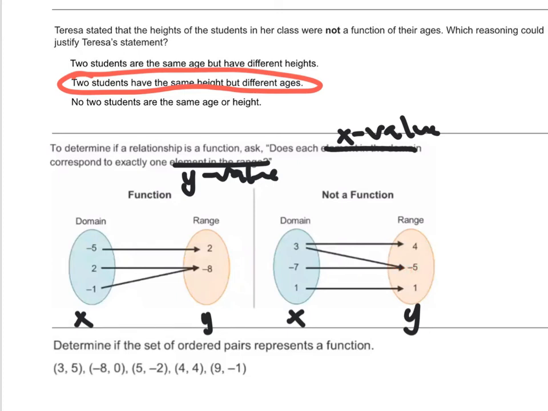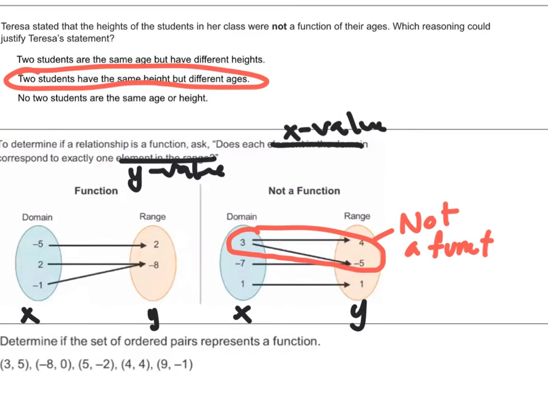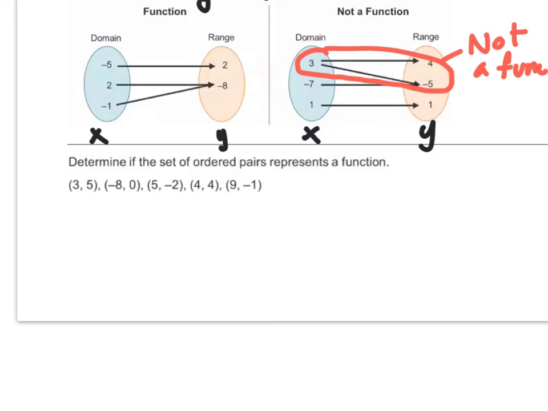This part right here is what makes it not a function. Not a function. Every x value only goes to one y value. Okay, and I'll talk more about that later, but that's how we have to look at it. All right? Then it says determine if the set of ordered pairs represents a function.